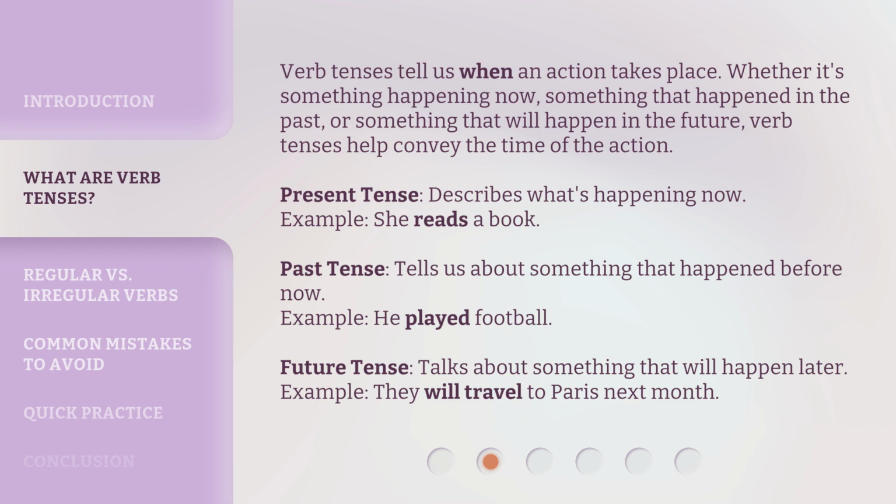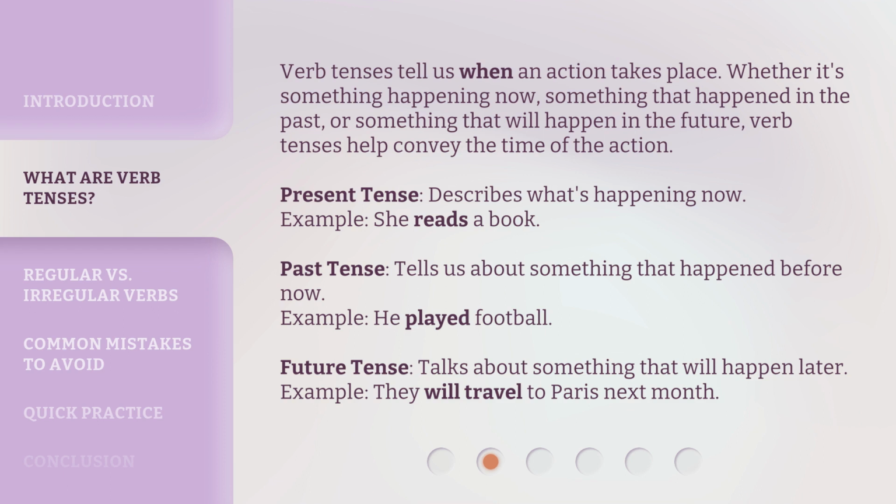Verb tenses tell us when an action takes place. Whether it's something happening now, something that happened in the past, or something that will happen in the future, verb tenses help convey the time of the action. Present tense describes what's happening now. Example: she reads a book.